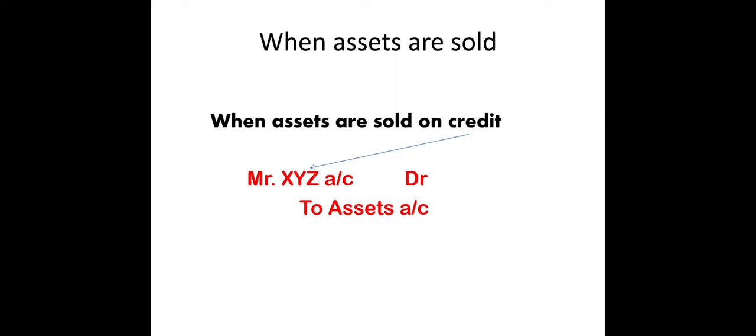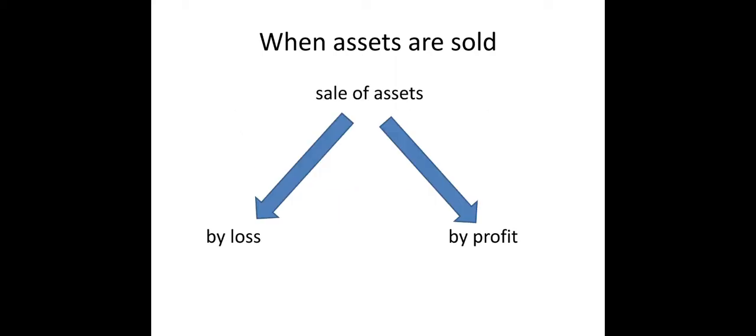But student, generally when we sell any asset, two possibilities take place. Clear? When assets are sold, there are two possibilities we have to think about. Student, when we sell assets, two possibilities arise.